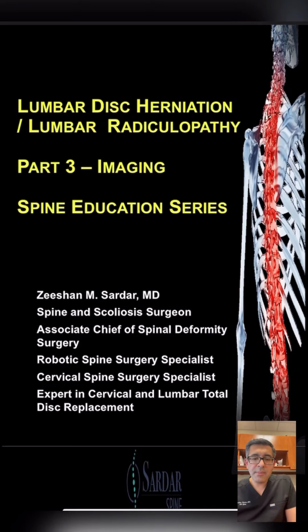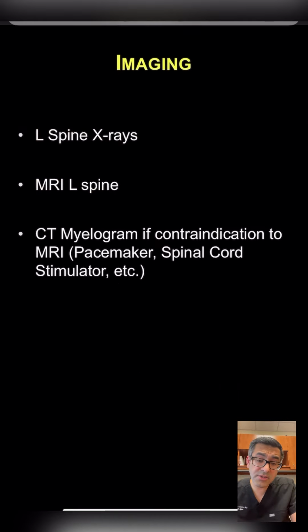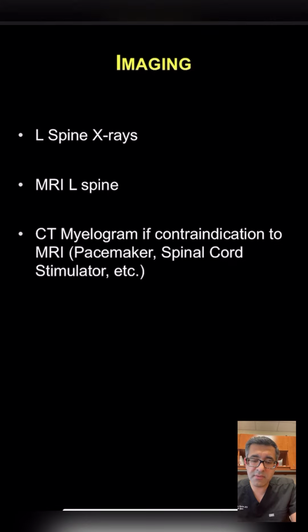I'm going to talk about imaging that we use for lumbar disc herniations or for lumbar radiculopathy. We start with x-rays. Typically with these patients, if they've failed more than 6 weeks of treatment, or if they've had pain for more than 6 weeks, we'll get x-rays. After x-rays, the next step is typically to get an MRI scan of the lumbar spine.